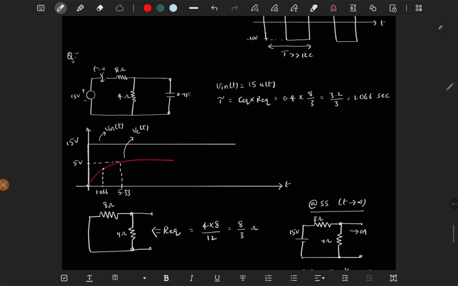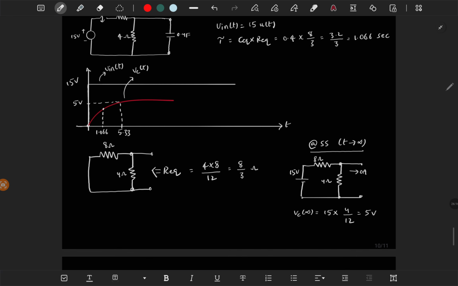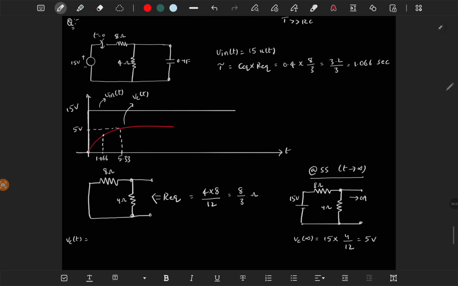And if you want to write the expression of output voltage, you can check here. Suppose it has reached steady state or not at 5 volt, how can we know? So if it reaches 5 volt, so this is 5 volt, right? So assume it has reached 5 volt at some point, and here it is 15 volt.